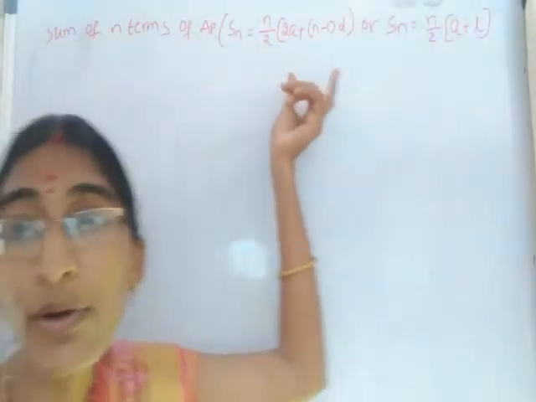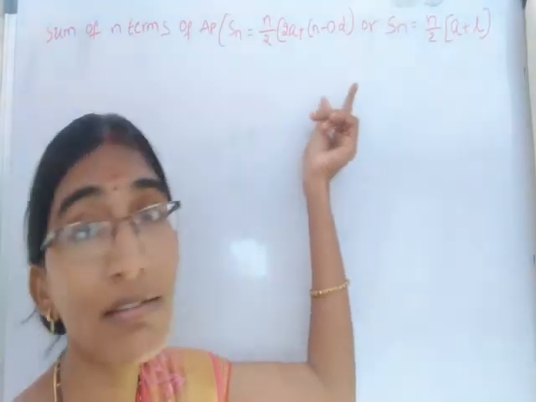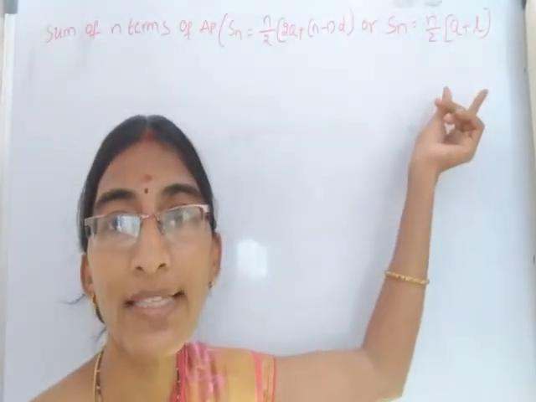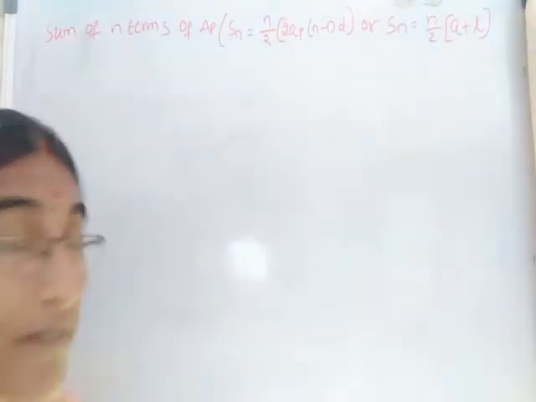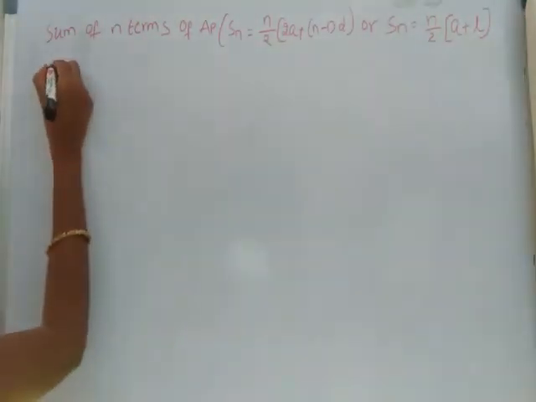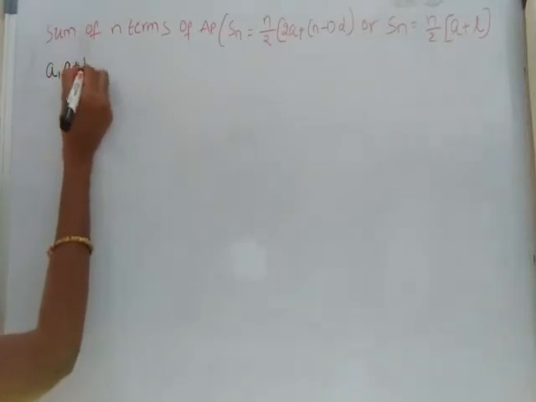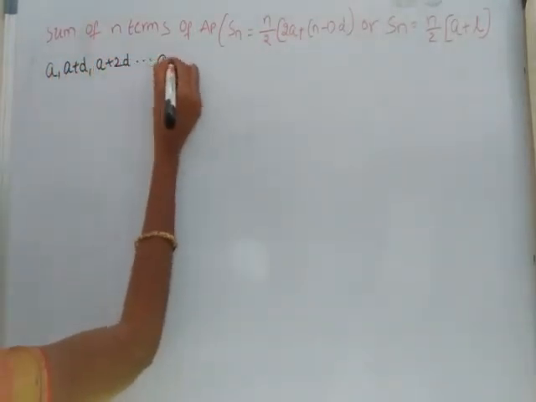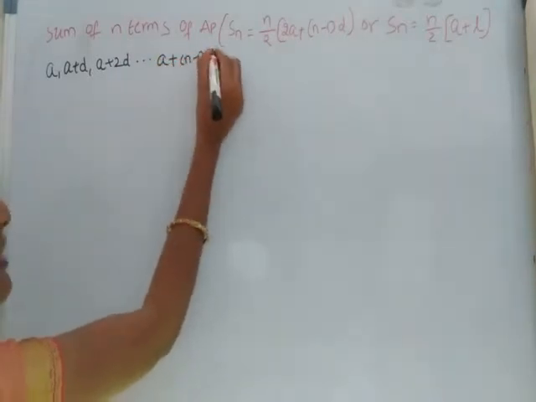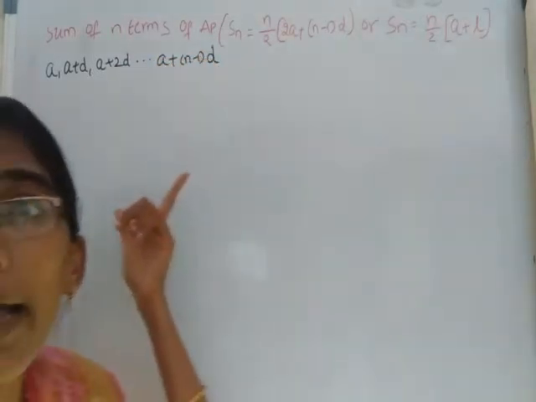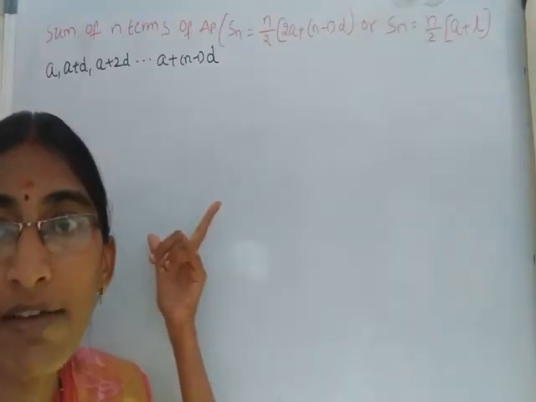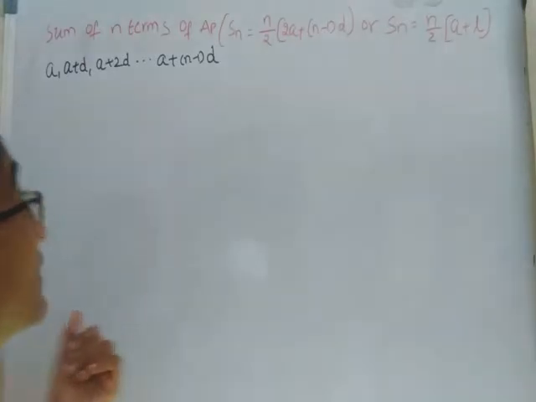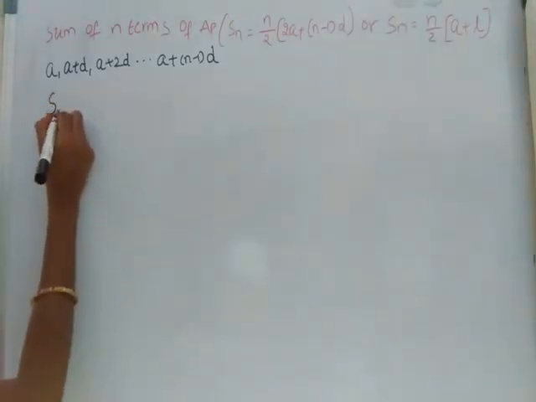by 2 into 2a plus n minus 1 into d, or Sn is equal to n by 2 into a plus l. Now let us see the sequence of arithmetic progression: a, a plus d, a plus 2d and so on, a plus n minus 1 into d. These are the n terms of the sequence. Now add all these n terms, so that is represented as the sum of n terms.